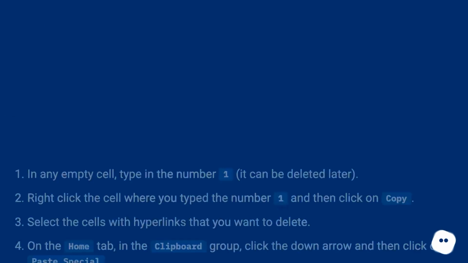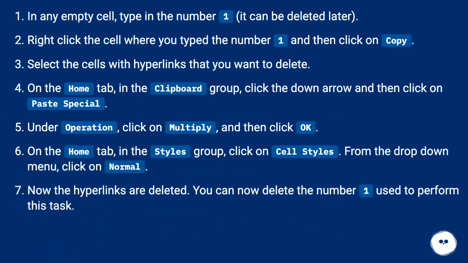Follow these steps. In any empty cell, type in the number 1, it can be deleted later. Right-click the cell where you typed the number 1 and then click on Copy. Select the cells with hyperlinks that you want to delete.